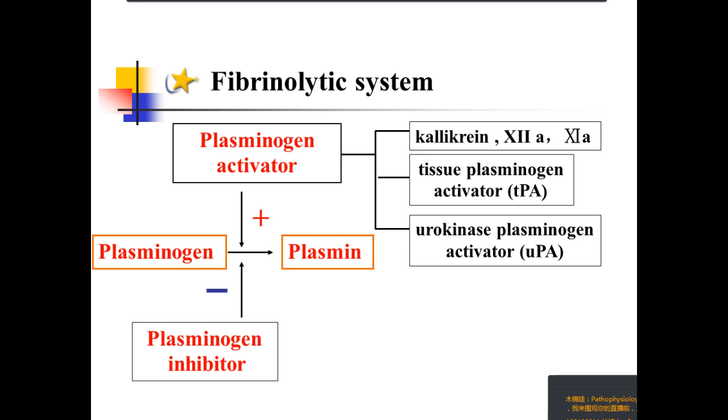They are what function? Now, it belongs to plasminogen activator, so it leads to plasminogen forming plasmin. So we know, when the intrinsic or extrinsic coagulation pathway is stimulated, what will increase? Plasminogen activator will increase. So the fibrinolytic system is activated.